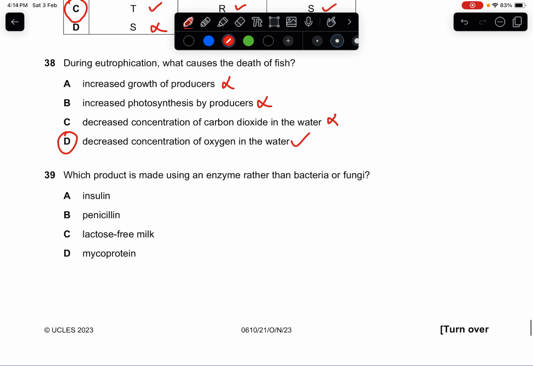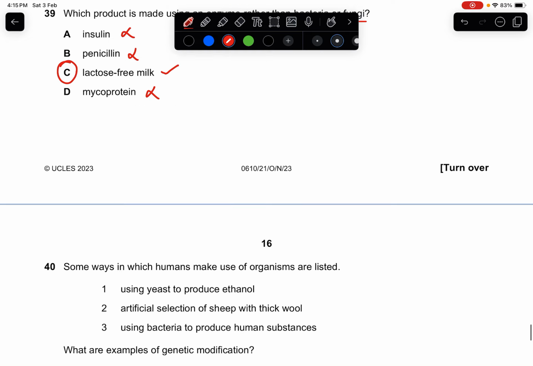Okay? Question 39. Which product is made using an enzyme rather than bacteria or fungi? Okay, rather than bacteria or fungi. Insulin is made from bacteria, penicillin is made from fungi. Lactose-free milk isn't, you know. So this is correct. Mycoprotein is from fungi. So the answer is C.